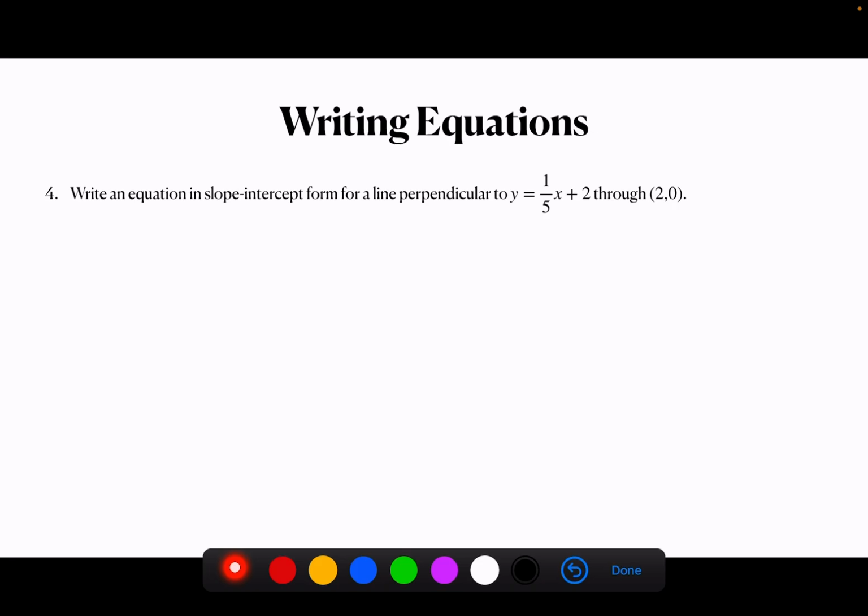Lastly, we're going to talk about when you're given a line already, the equation of a line, and we need to find another line which is either perpendicular or parallel to it. And so let's take a look at this. We're looking for a line that's perpendicular to this line but goes through (2, 0). Well, in this case, we have this slope here, which equals 1/5.